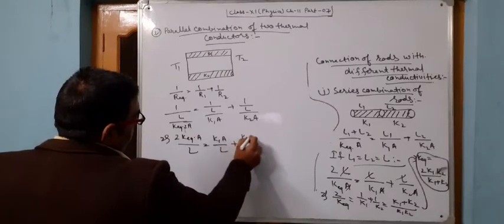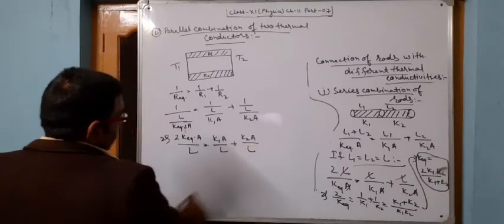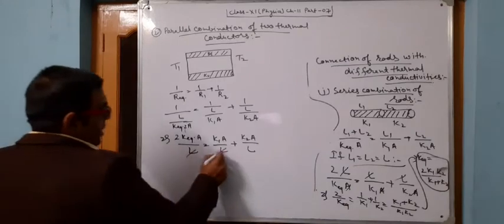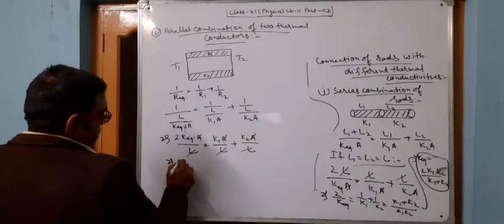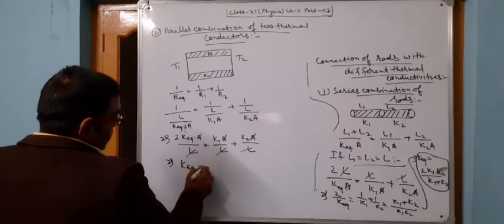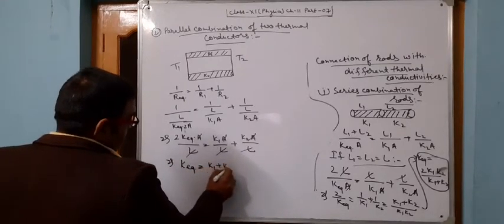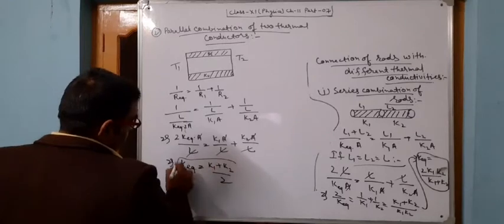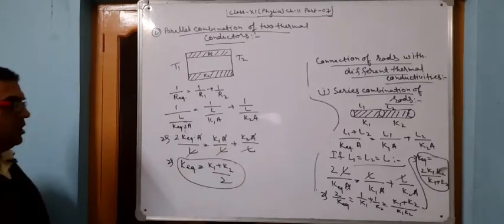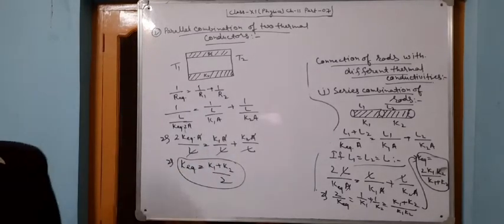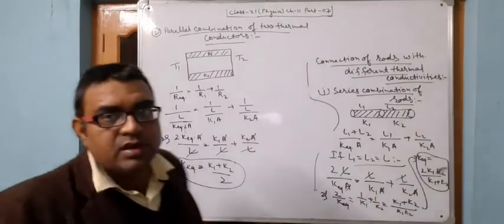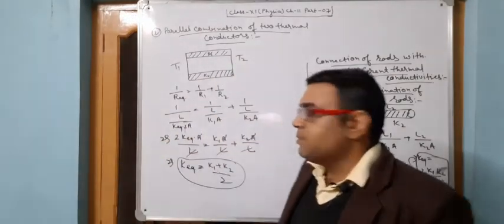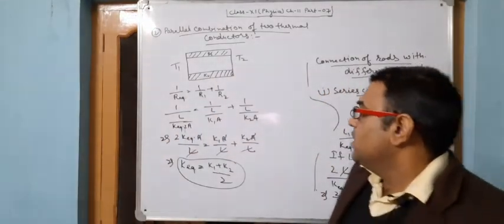plus K2A upon L. Clear? L to L cancel out, A to A cancel out, and then K equivalent can be written as K1 plus K2 divided by 2. This is the equivalent thermal conductivity for parallel combination. For parallel combination, this is the equivalent thermal conductivity.